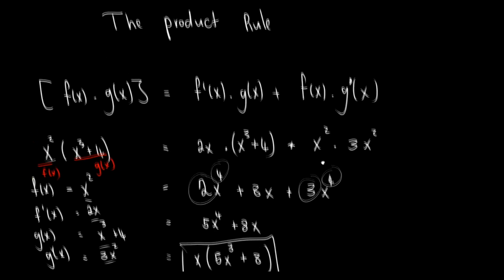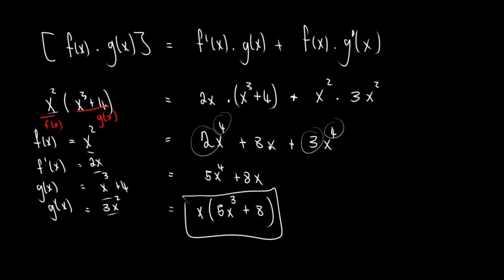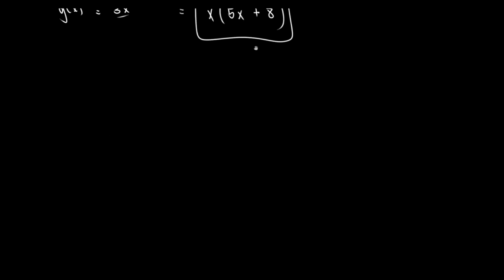So the product rule is f prime of x times the g of x, and then f of x times g prime of x. Now I consider this one a little bit easy. I'm not too sure why everyone finds it so difficult, but it's okay.